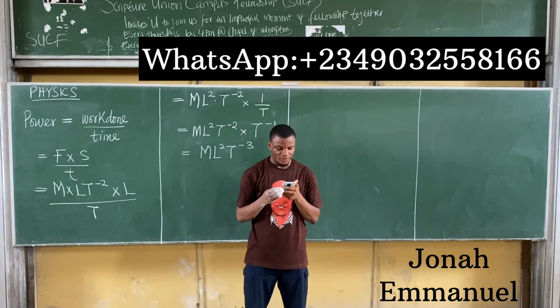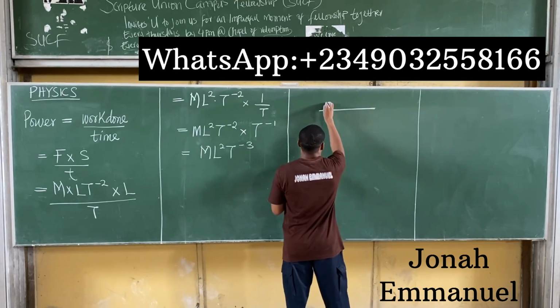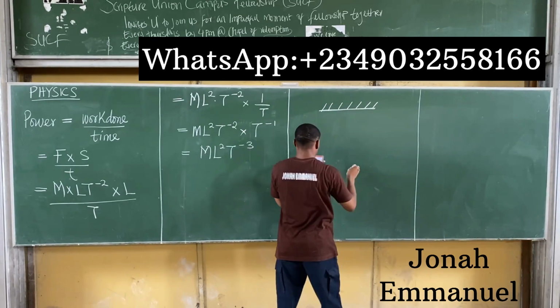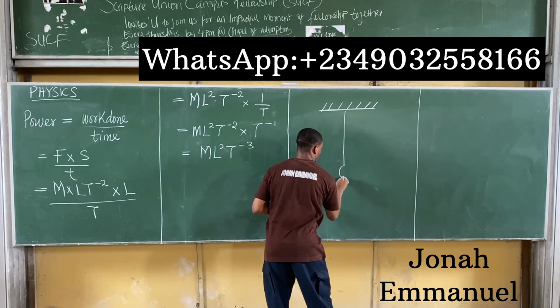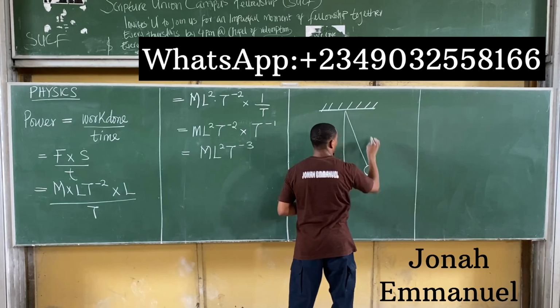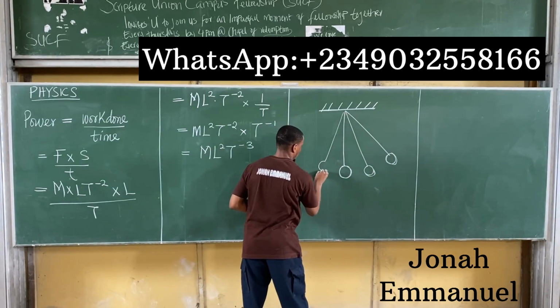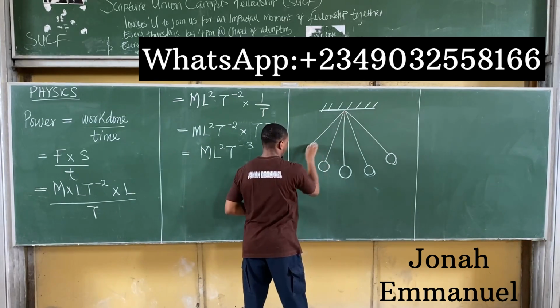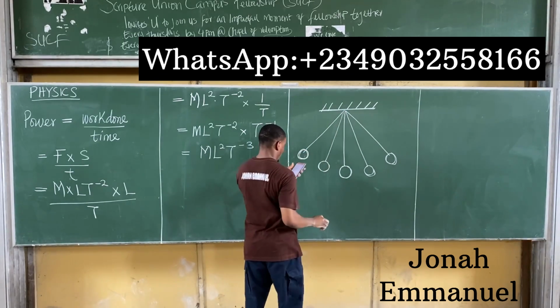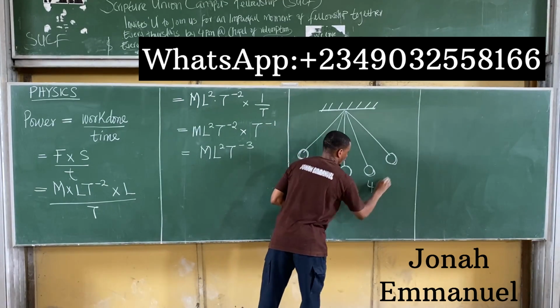The next question says the maximum kinetic energy of a simple pendulum below occurs when the bob is at what position? All right, that's the question. So quickly, I'm going to sketch this. You have 5 positions here. You have this one here, 1. You have this one here, 2. You have this one here, 3. You have this one here. Then finally, you have this one here. All right, so my positions here are 1, 2, 3, 4, 5.